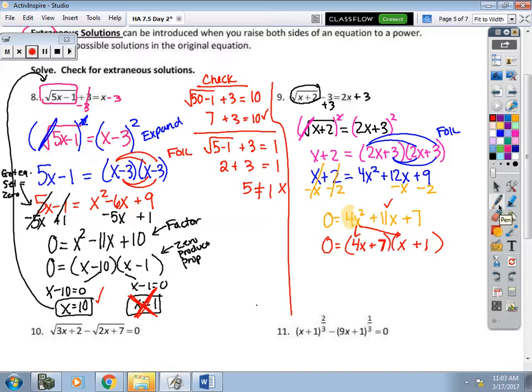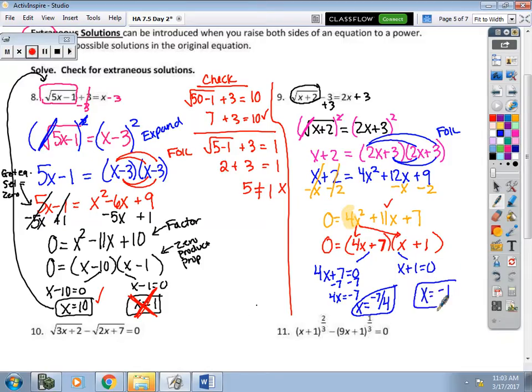Now we use our zero product property, so we're still going to set each of these equal to 0, which the first one is going to take 2 steps instead of just 1. So we can't just say it's negative 7. We have to subtract 7 and divide by 4. So we'll get x equals negative 7 fourths as one answer. And the other one you just subtract 1, so that's negative 1 as our other answer.